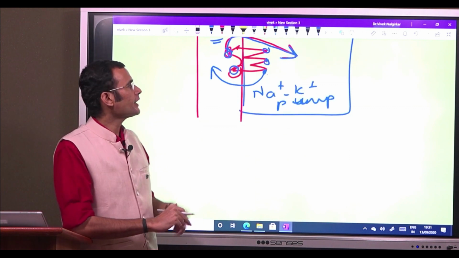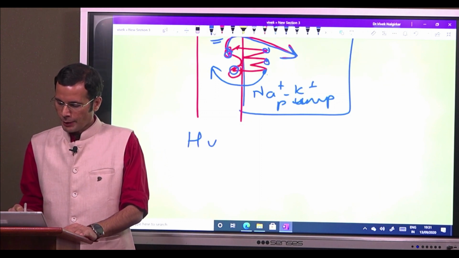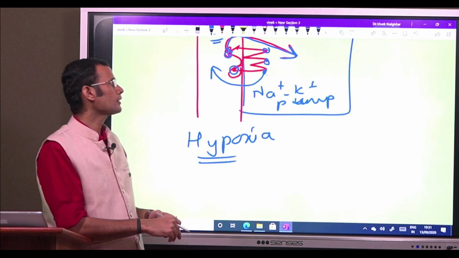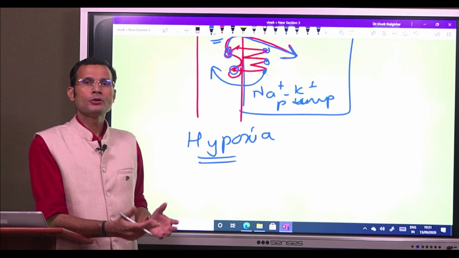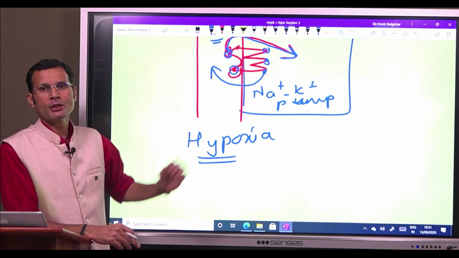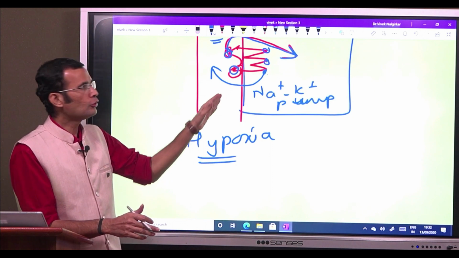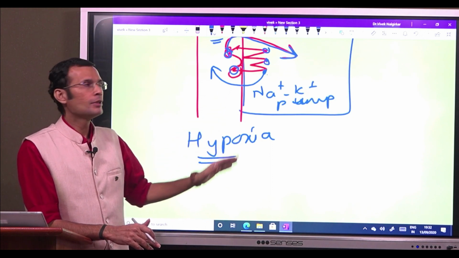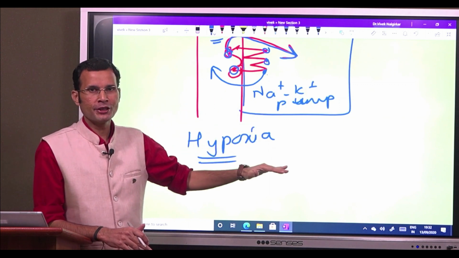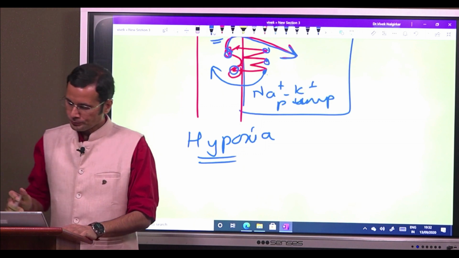What are the conditions that influence the activity of the sodium potassium pump? Hypoxia, a major influencer, because no oxygen means no ATP generation, and this sodium potassium pump is an ATPase. No ATP, no functioning of the sodium potassium pump. What is the result? Potassium cannot be pushed into the cells. Potassium levels will rise in the plasma.